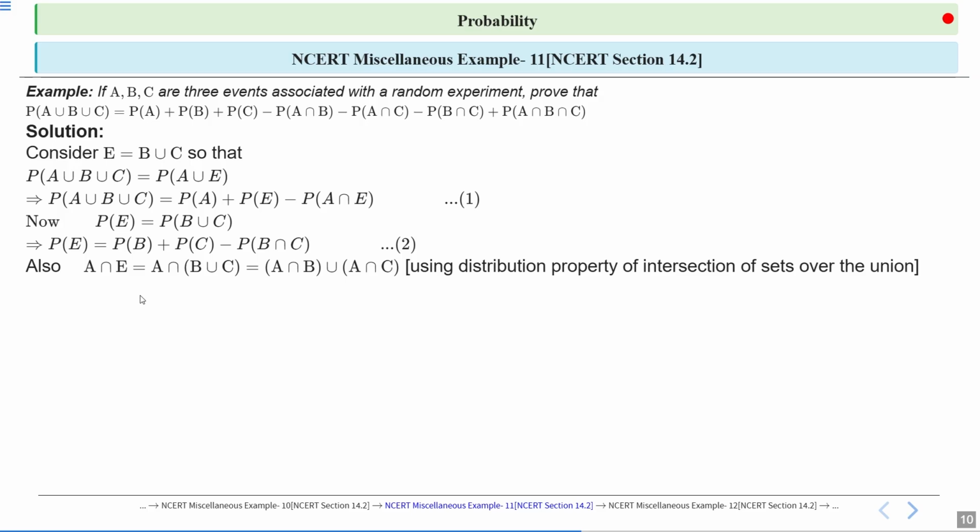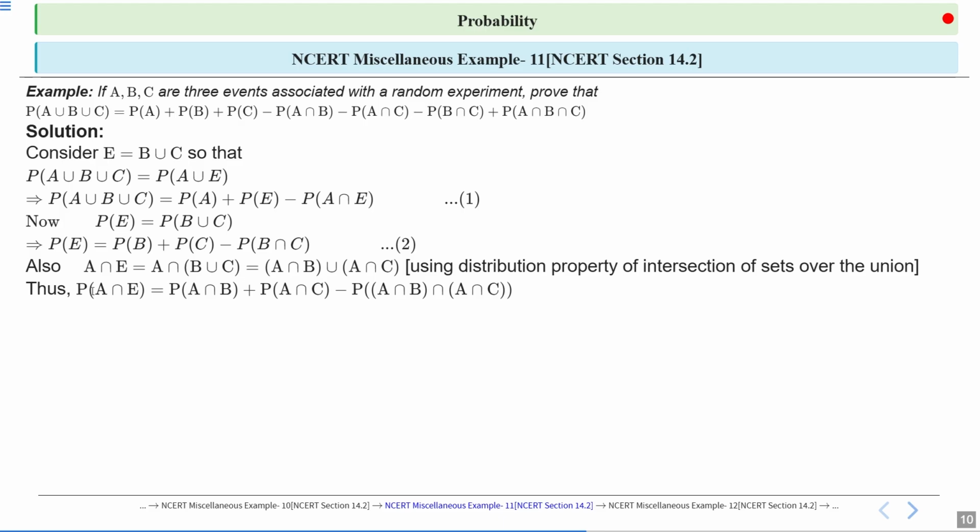And also here A intersection E. So just put here the event E equal to B union C. Okay, so A intersection B union C. So just using the distribution property of intersection of sets over the union, A intersection B union C can be written as A intersection B union A intersection C. Okay, so note this point. This is a very important point for this example, so pay close attention to this part. So A intersection E is equal to A intersection B union A intersection C.